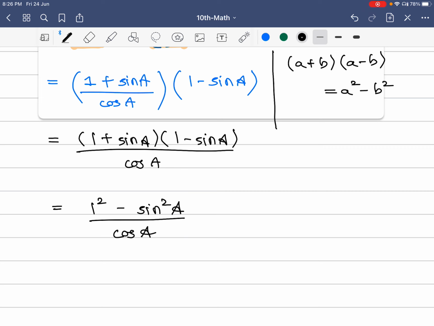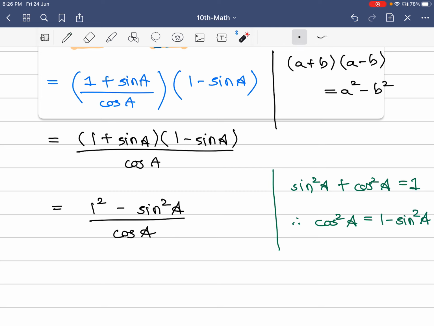Now again we have one more identity. What is that identity? Sine square a plus cos square a is equal to 1. And therefore I can say cos square a is actually equal to 1 minus sine square a. Just rearranging, just taking this sine square a to the right hand side of the equation. So 1 minus sine square a is actually equal to cos square a. So I'm going to substitute that in this equation.